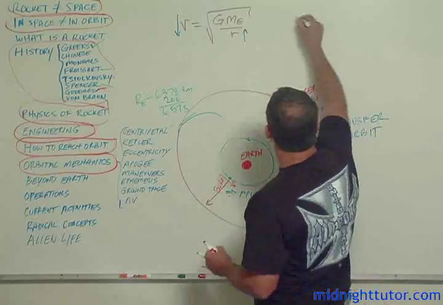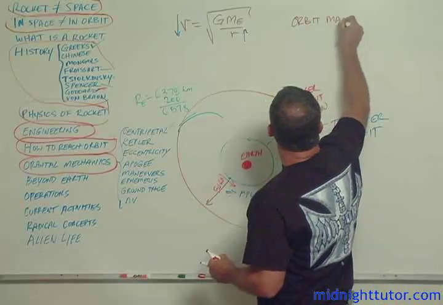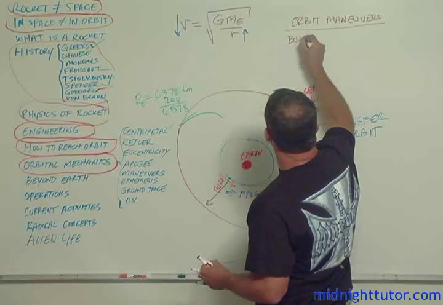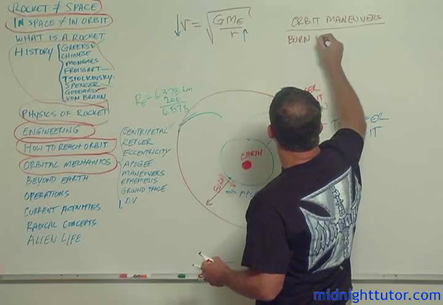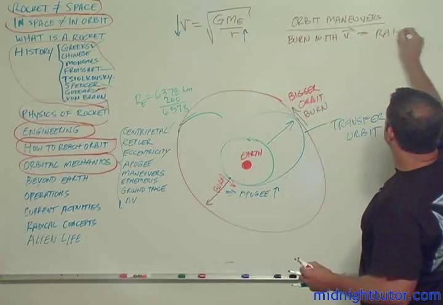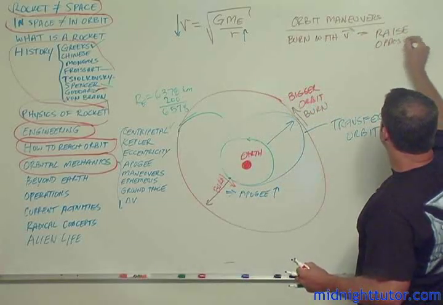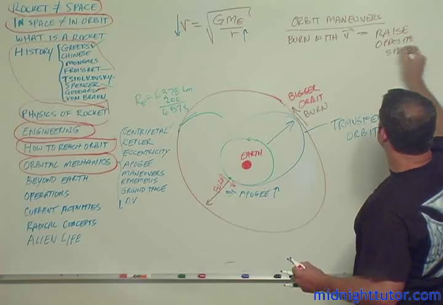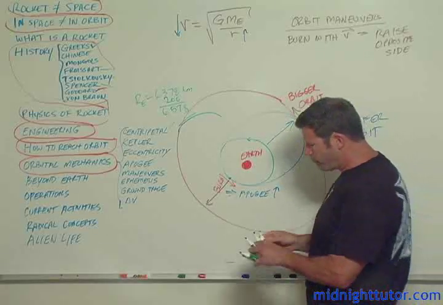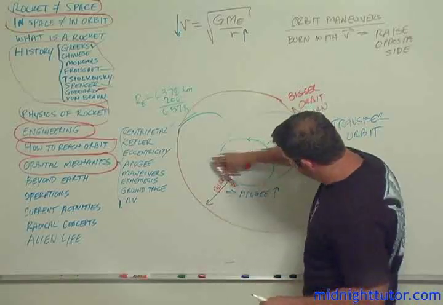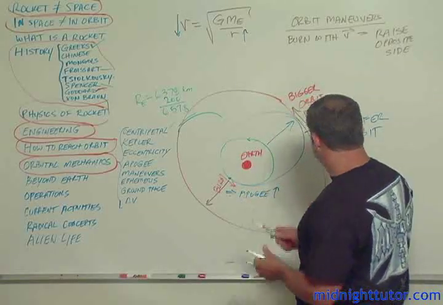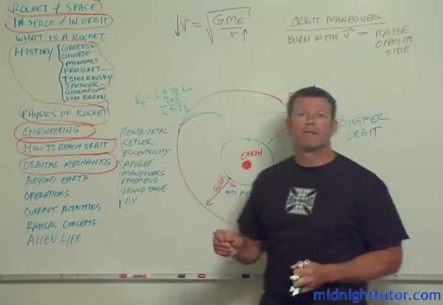So for orbital maneuvers, if you burn in the direction of the velocity vector, you raise the opposite side, right? And then obviously the contrary is also true. If you burn against it, instead of burning in this direction, if we were to burn this way, it would go the other direction. But let's talk about that case in the context of going into lunar orbit.